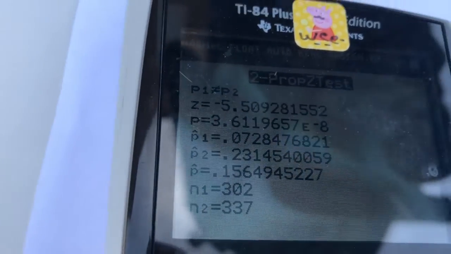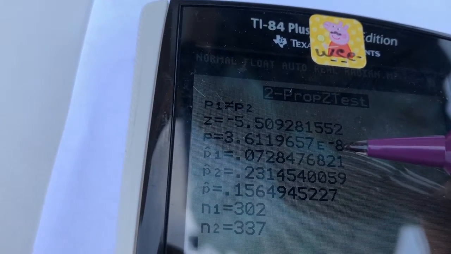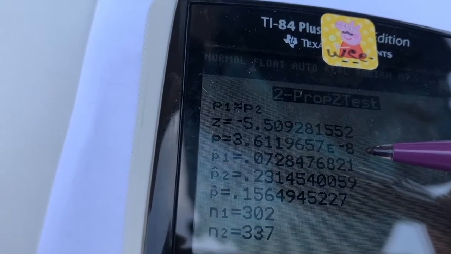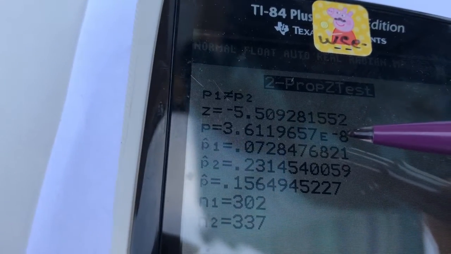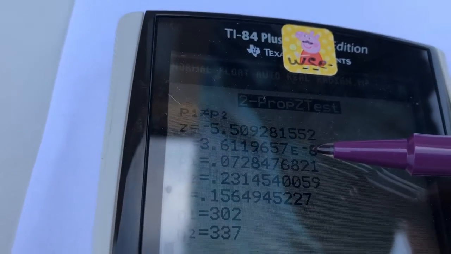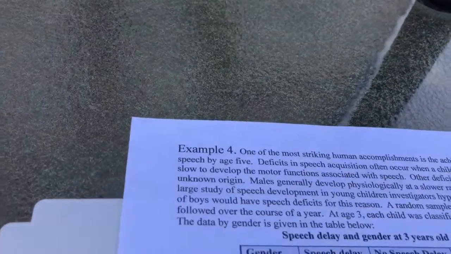Calculate. Looks like we have a p-value of, woo! Look at that scientific notation. You've got e -8, so that's like 0.000000036. So essentially a p-value of 0. So yeah, we have evidence. We have evidence that there is a difference going on between males and females.